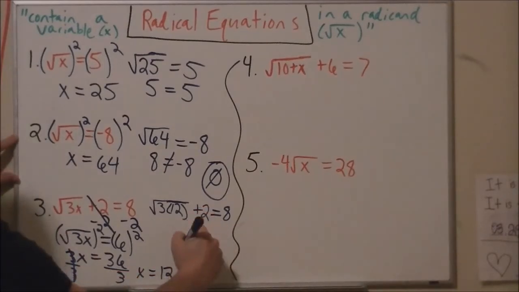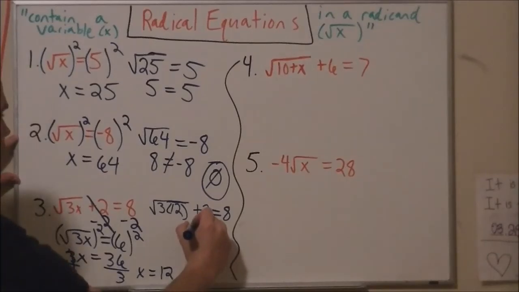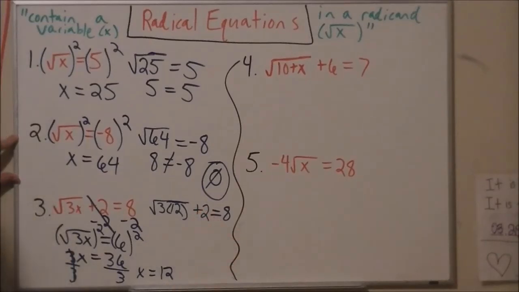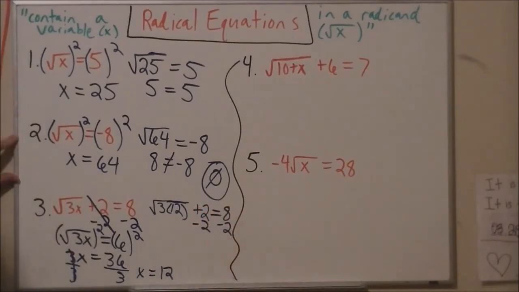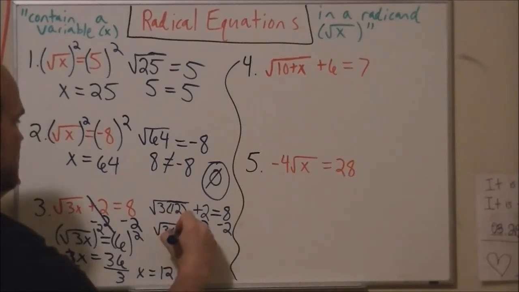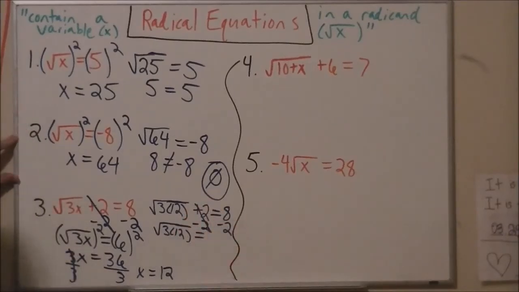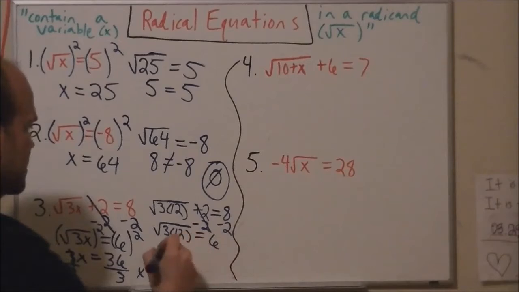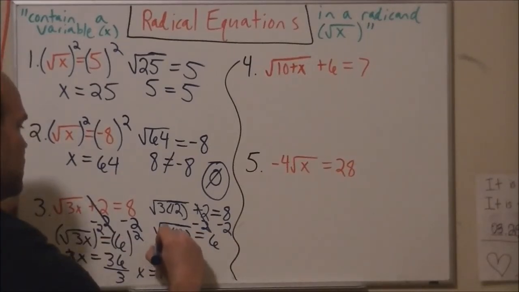And what I'm going to do is get rid of that plus 2, as I've already done before. Okay? I'm going to subtract 2. And so what I'm going to have is the square root of 3 times 12 equals, what's 8 minus 2? 6. Okay. Now I need to simplify on my left side.